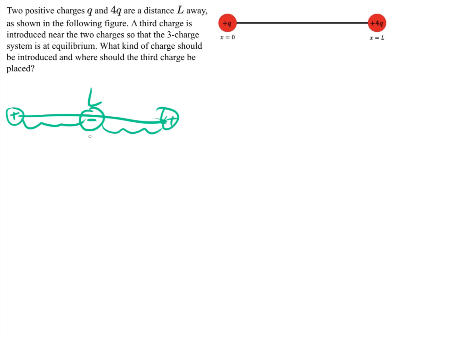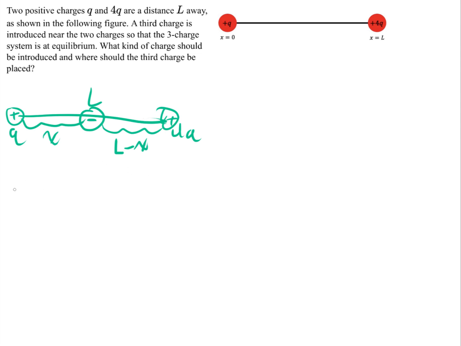And it's not going to be in the middle, since the magnitudes of the two positive charges are different. So let's call the length from the negative charge to the positive charge Q this distance x. Now the other one is the distance from the negative charge to the charged particle with a charge of 4Q. Let's call that L minus x. So if this is x, that will be L minus x, since that's the rest of the distance L.